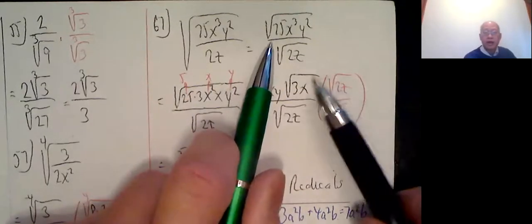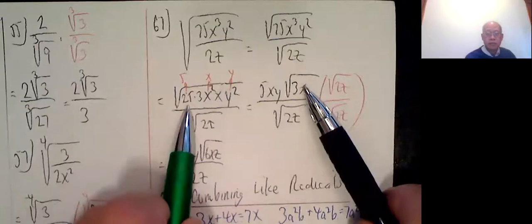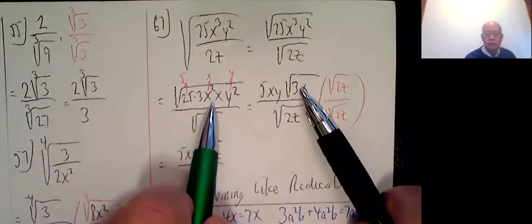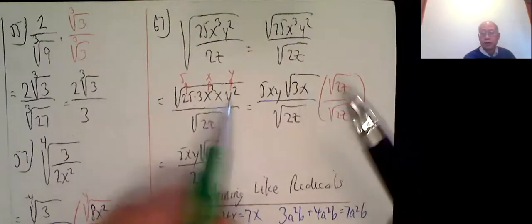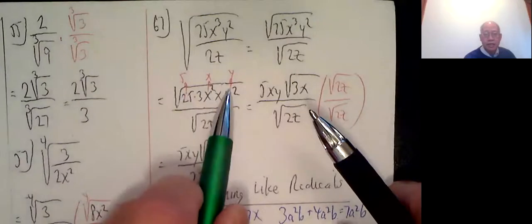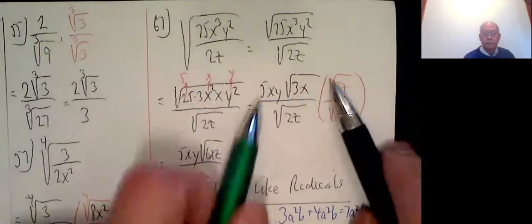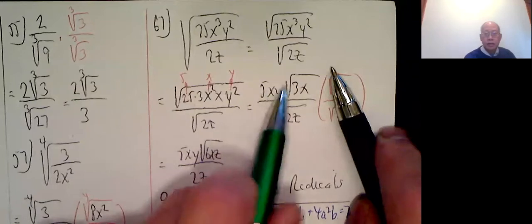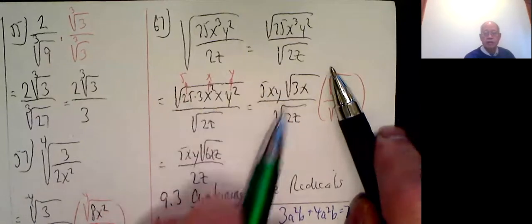Let's see, 75 is 25 times 3. X cubed treated as x squared times x. And y squared is perfect. So this will come outside and change to 5. That's x, that's y. So leave the bottom alone. 5xy. Stuck inside is the square root of a 3 and an x.